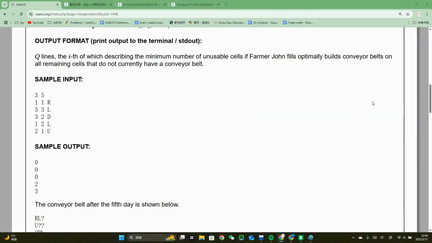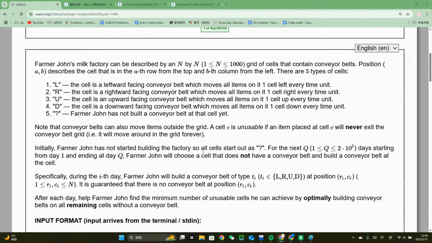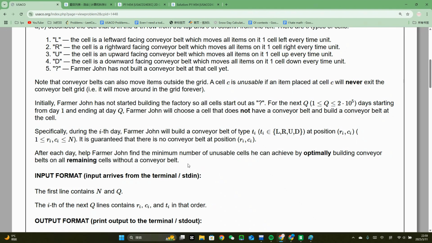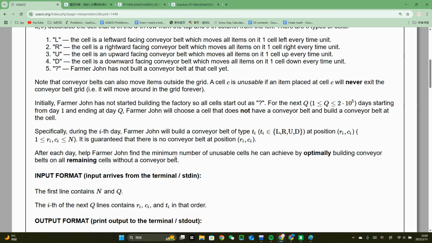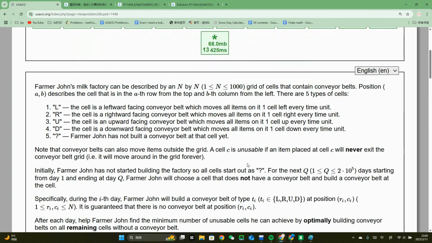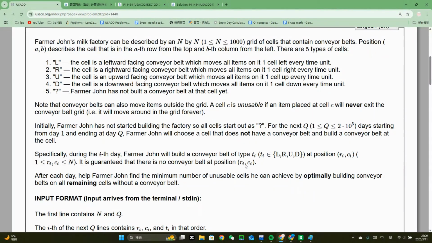Here are some examples, and a very basic summary is you're building grids of conveyor belt where the letters represent where it goes. Now after building i of the n by n cells in this grid of conveyor belt, you're trying to determine the minimum number of unusable cells, meaning a cell that will not allow an object to exit. You're trying to find the minimum number of unusable cells if you build the remaining cells on this conveyor belt optimally. So you can pause the video once again and try to figure this out yourself.